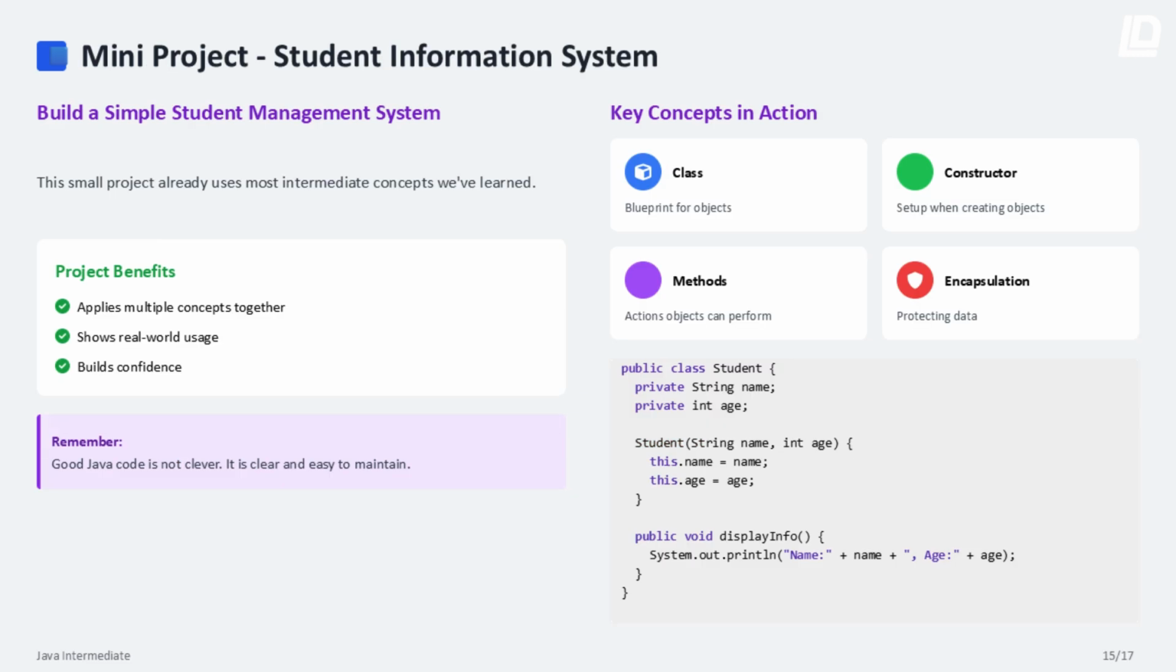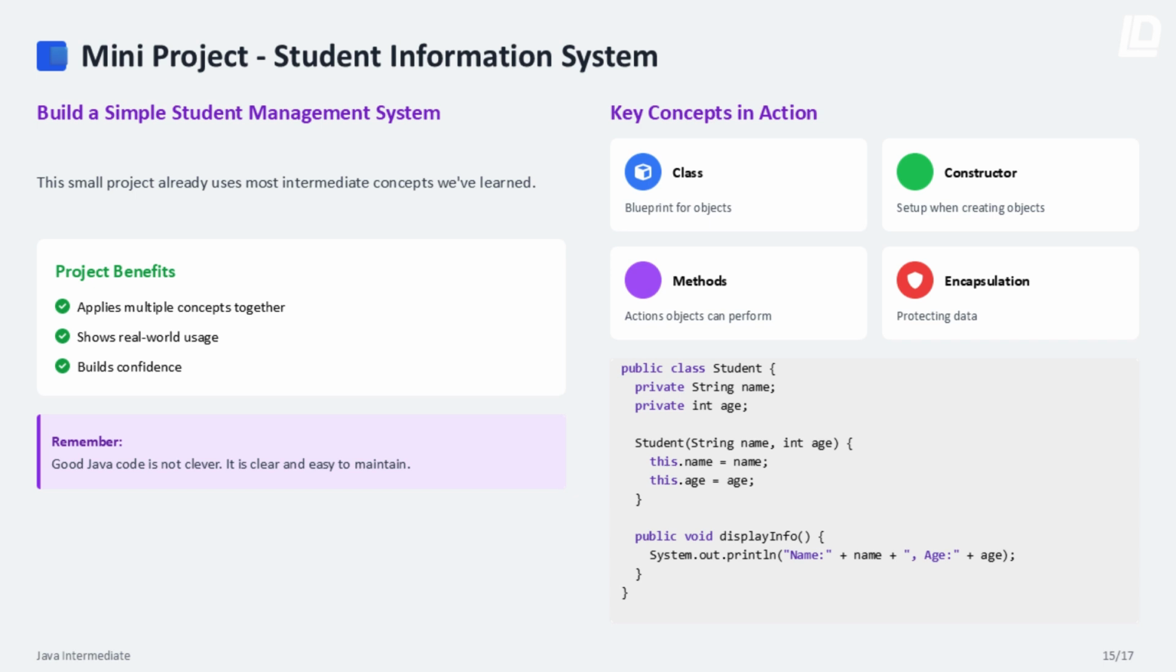For this activity, you will build a simple student information system using Java. This mini-project is designed to help you apply what you have learned in Java Intermediate, not just understand it. You are not expected to build a large system. What matters is that your program uses the correct concepts in a clear and organized way.